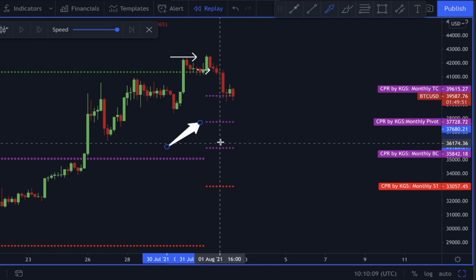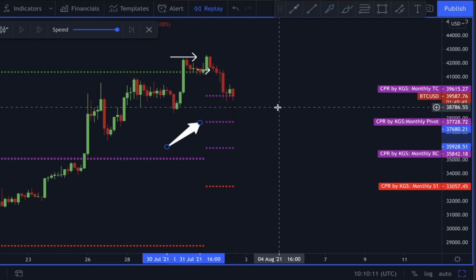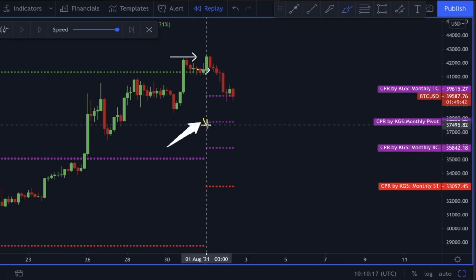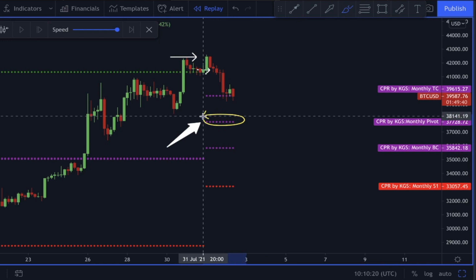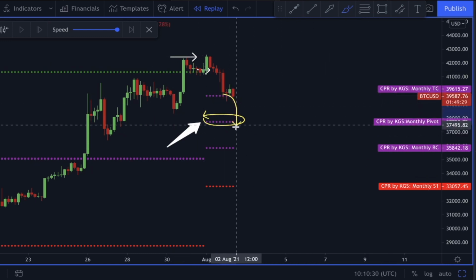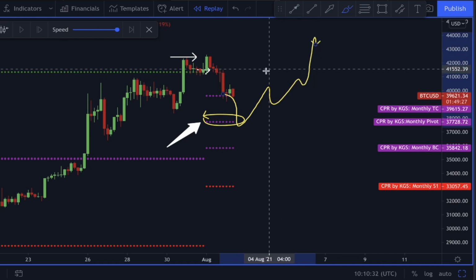These lines have a lot of meaning. That's why right now, if this top CPI line is going to get rejected, then we have to be careful, because the price could actually test this central CPI line that is lying around 37,700, and only after this pullback could we actually start this new rally here to the upside.